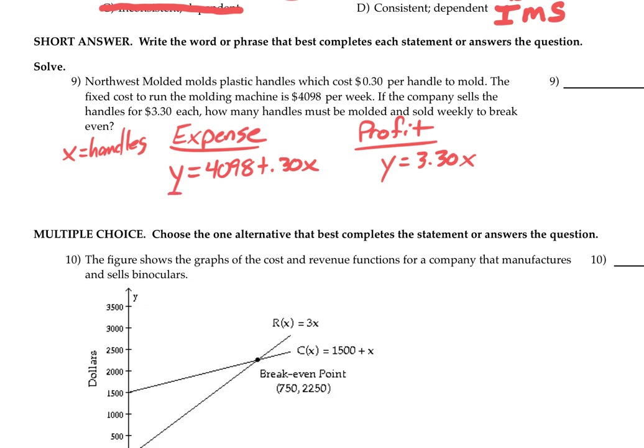Yeah, substitution, because both of these are already solved for y. So what I could do is I could take this right here, and I could put it in for y over here. And so essentially I could say $3.30 X equals $4,098 plus 30 cents X. The expense equals the profit. And then just solve for X. Okay. It's just a two-step equation from there.